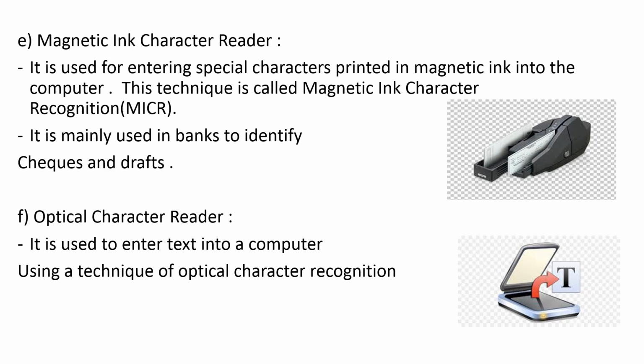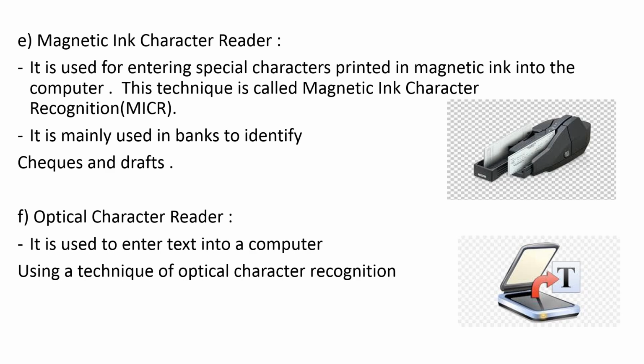Now the next device that we are going to study is the optical character reader. It is used to enter text into a computer using a technique called optical character recognition. Meaning, if you scan a written document with the optical character reader, that device will convert that document into a word file in the computer.